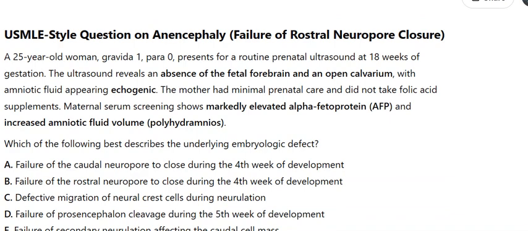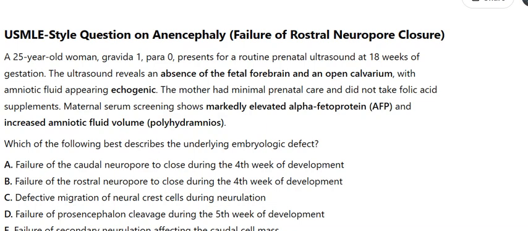The mother had minimal prenatal care and did not take folic acid supplements. Maternal serum screening shows markedly elevated alpha-fetoprotein, AFP, and increased amniotic fluid volume, polyhydramnios. Which of the following best describes the underlying embryologic defect?